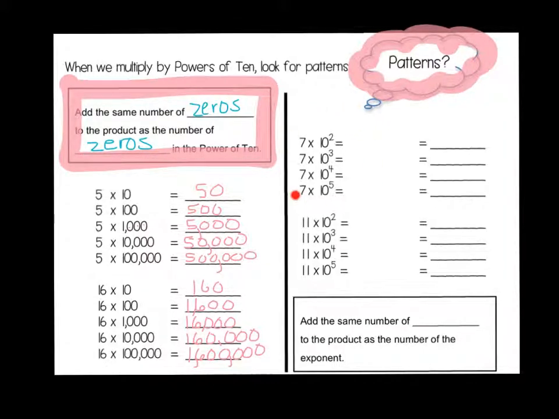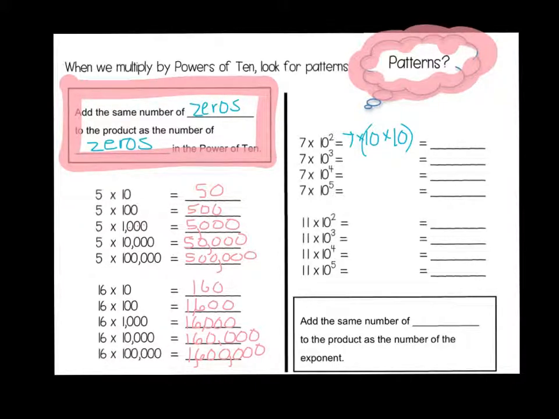Now let's look over here. We're going to use powers of 10, but we're going to use them in their exponential form. So if I were looking at 7 times 10 to the second power, we know that that actually represents 7 times 10 times 10.